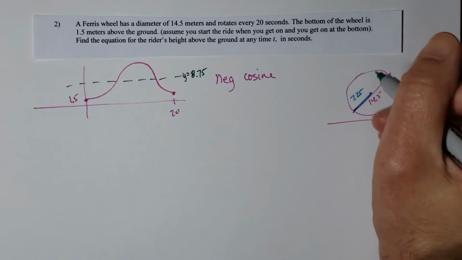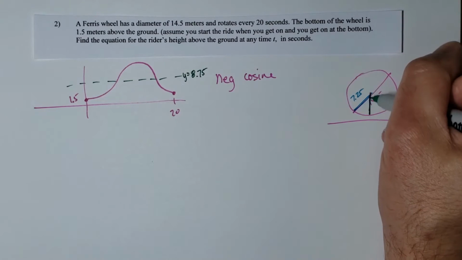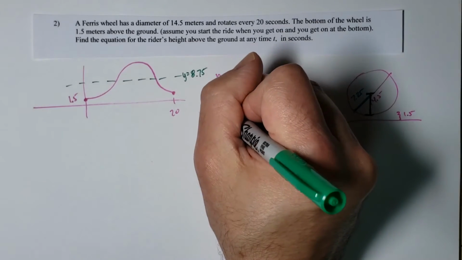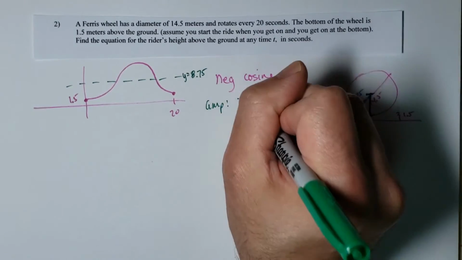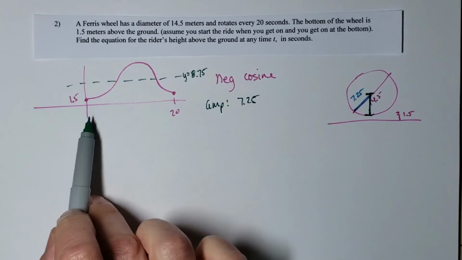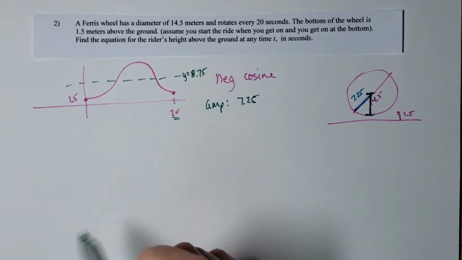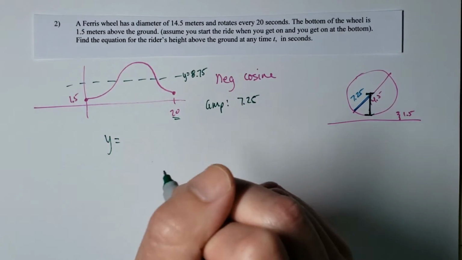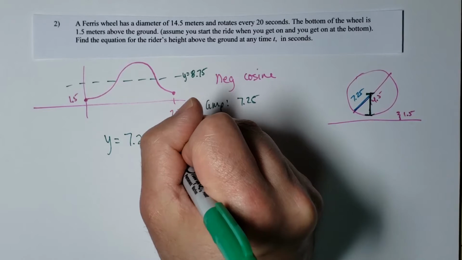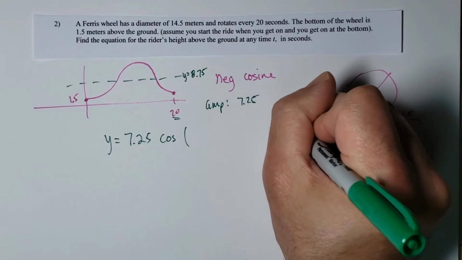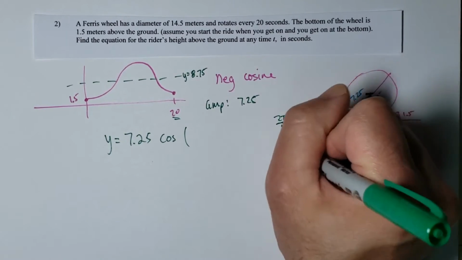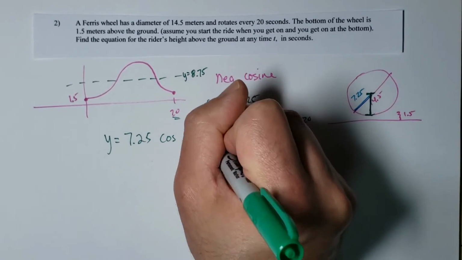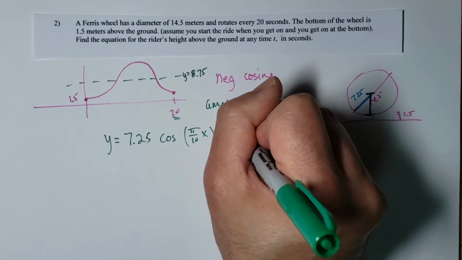And hopefully you can see that the distance from the midline is also the radius, so the amplitude here is 7.25. And the period is 20. There's no phase shift because we started at the minimum. So, what did I say the amplitude was? Cosine. Oh, I didn't solve for b. 2 pi over b equals 20. b equals pi over 10. x, no phase shift, plus 8.75.